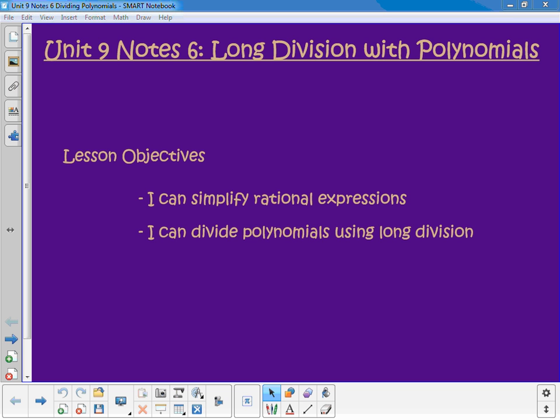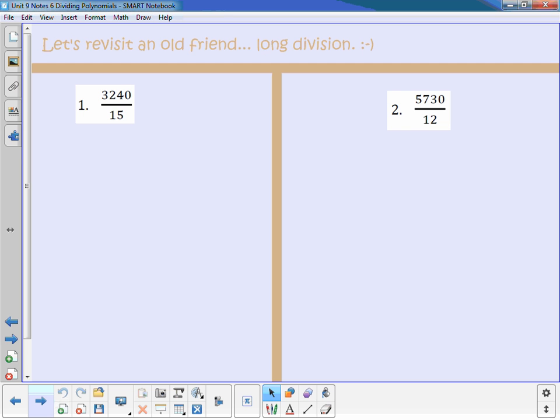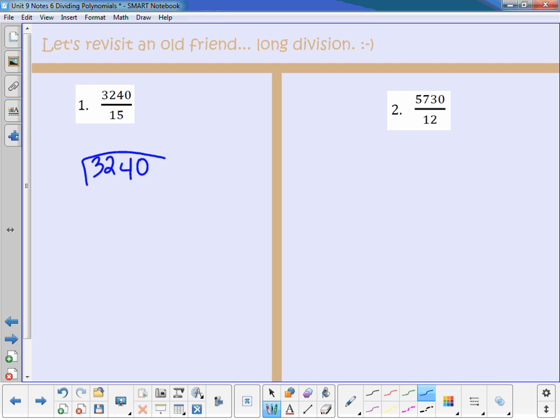So we're just going to take a little trip down memory lane and revisit our old friend long division. Now, we all know that we can take something like 3,240 divided by 15 and plug it into our calculator, which is a wonderful tool to have, but we're going to practice long division or just have a little review of it. So remember with long division, I'm going to take the top number, 3,240, and put it inside the box, and divide it by 15, put 15 outside the box.